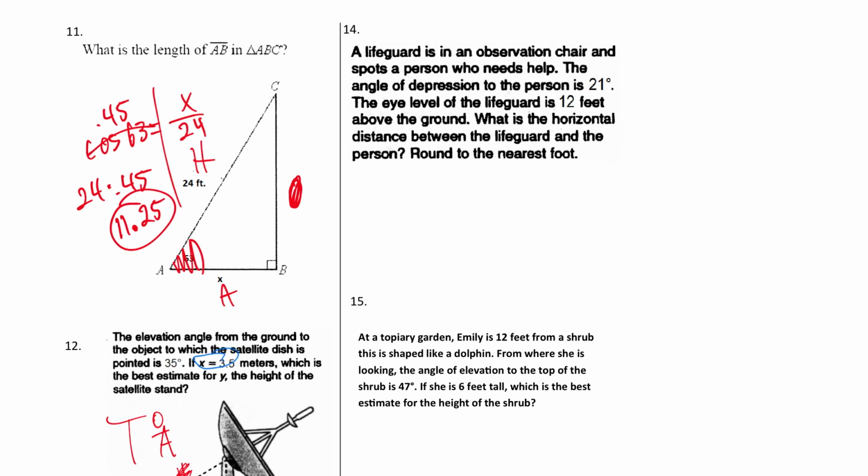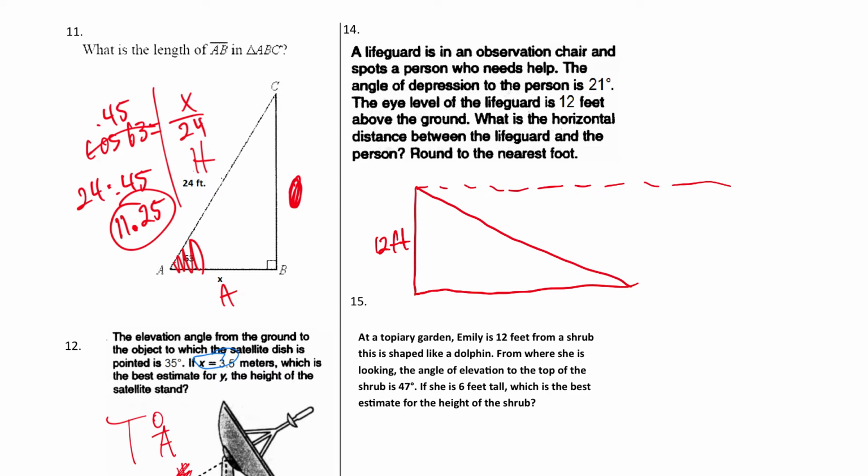All right, number 14. So this lifeguard's in the observation chair. The lifeguard is 12 feet above ground. So there's the line of sight looking down to this person. The angle of depression is 21 degrees. That's from here to here. And it says, what is the horizontal distance, which is this from here to here.